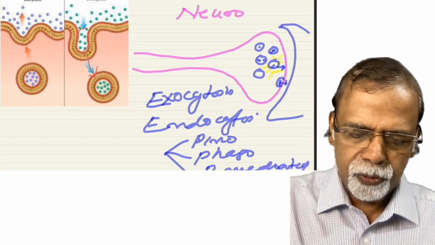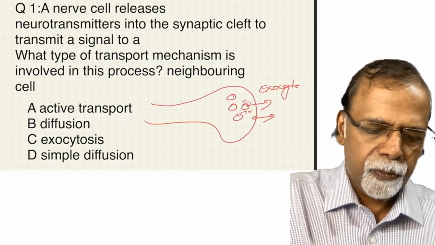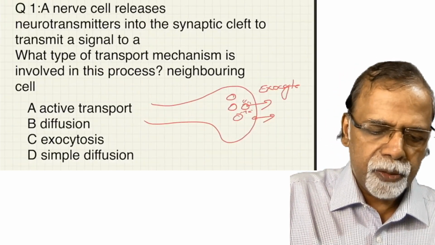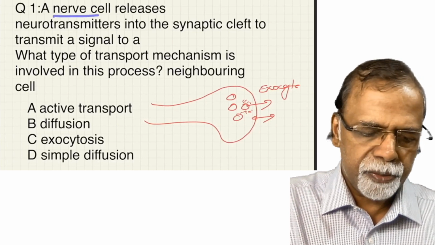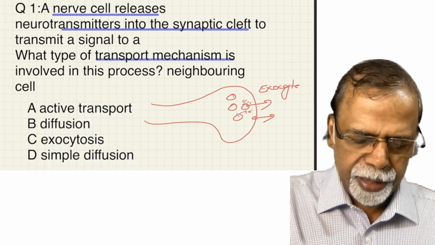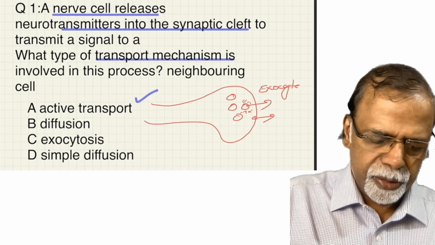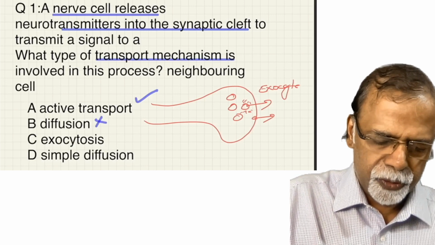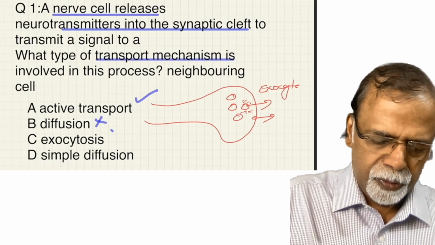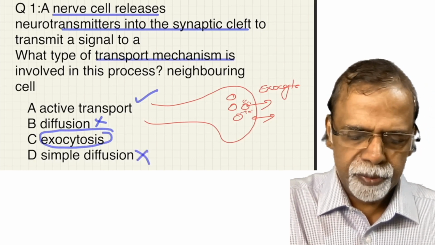Now we go to a few MCQs. So the question is, a nerve cell releases neurotransmitters into the synaptic cleft. What type of transport mechanism? It is an active transport. It is not diffusion. The correct answer is exocytosis. It is not a simple diffusion. So the mechanism I have explained.